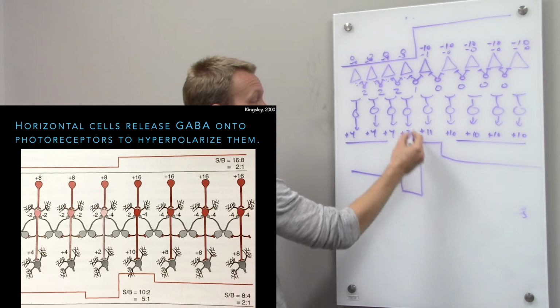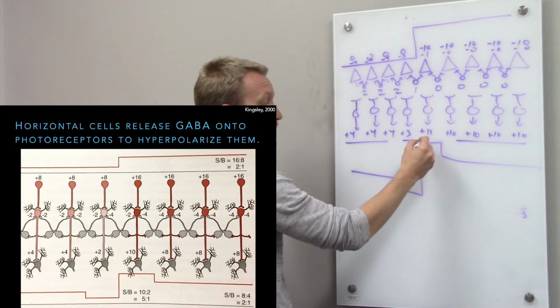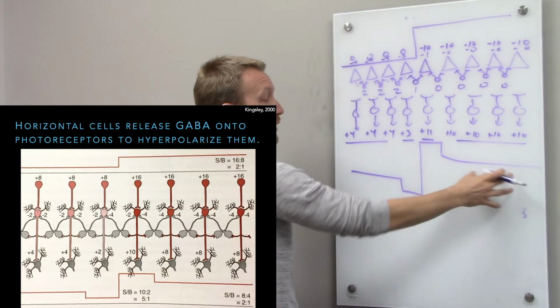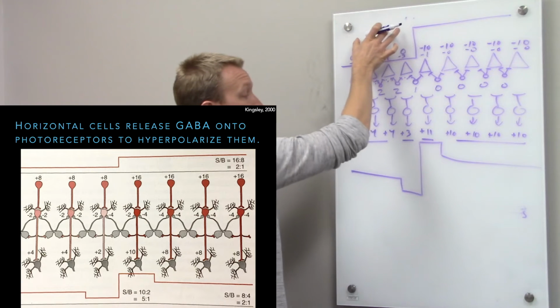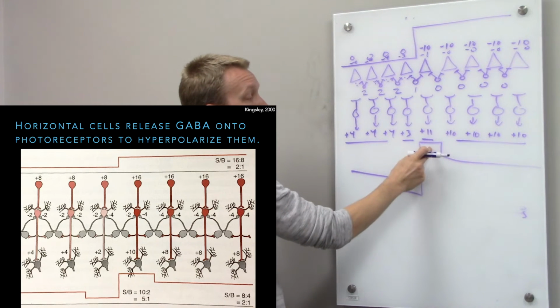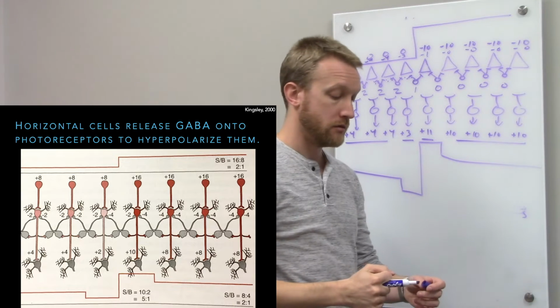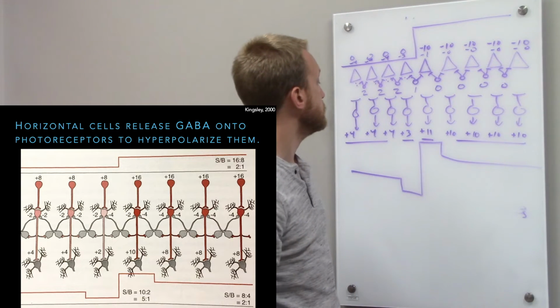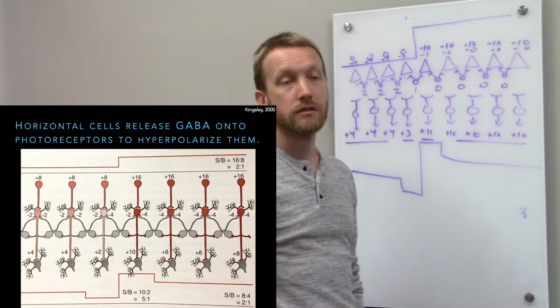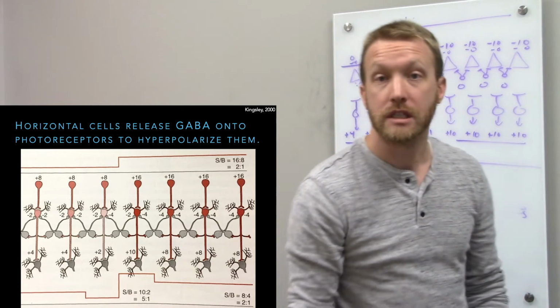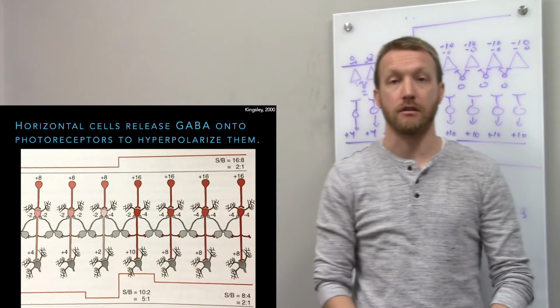So the contrast in output here and here is much greater than the contrast in output for the rest of the light and dark zones. You'll notice at the edge we have much greater contrast. So horizontal cells help edges pop. We'll see an example of this in just a little bit.